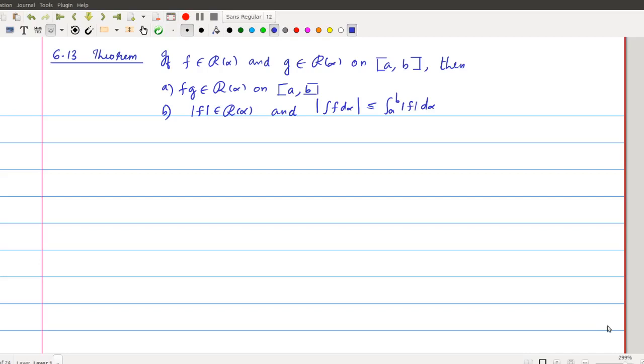Hello, today we start discussing Theorem 6.3. If f belongs to R alpha and g belongs to R alpha on [a, b], then fg, the product of two integrable functions, is again integrable on [a, b].